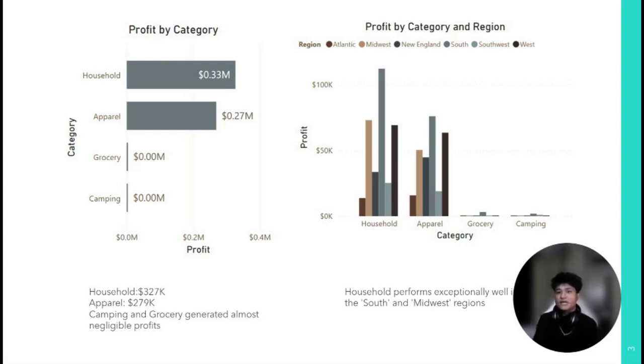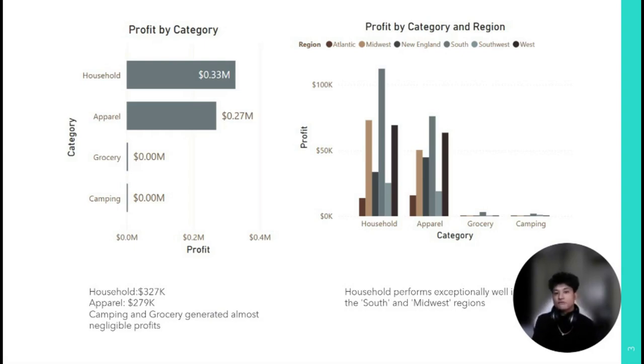For the profit by category and reason, we use the line and clustered column chart. So looking at the regional distribution, we find household performs exceptionally well in the South and Midwest regions. Apparel shows a good performance across multiple regions, particularly West and Atlantic, and grocery and camping barely register in profitability across any region. This insight can guide marketing efforts and inventory planning for future quarters.